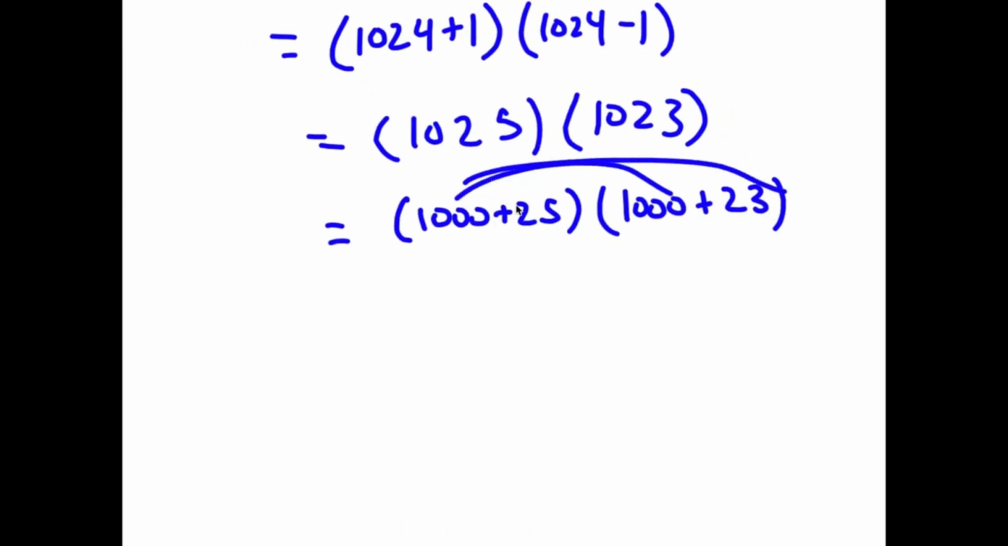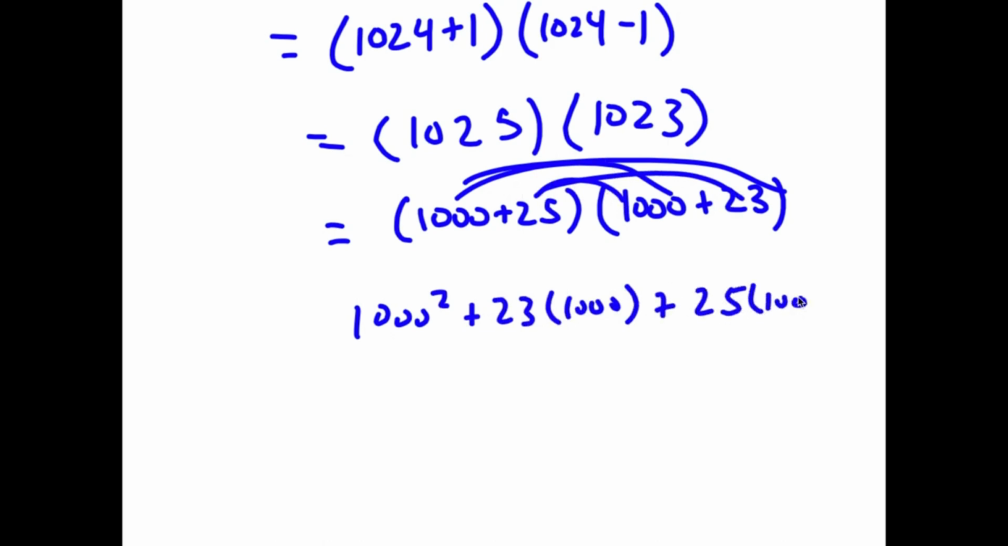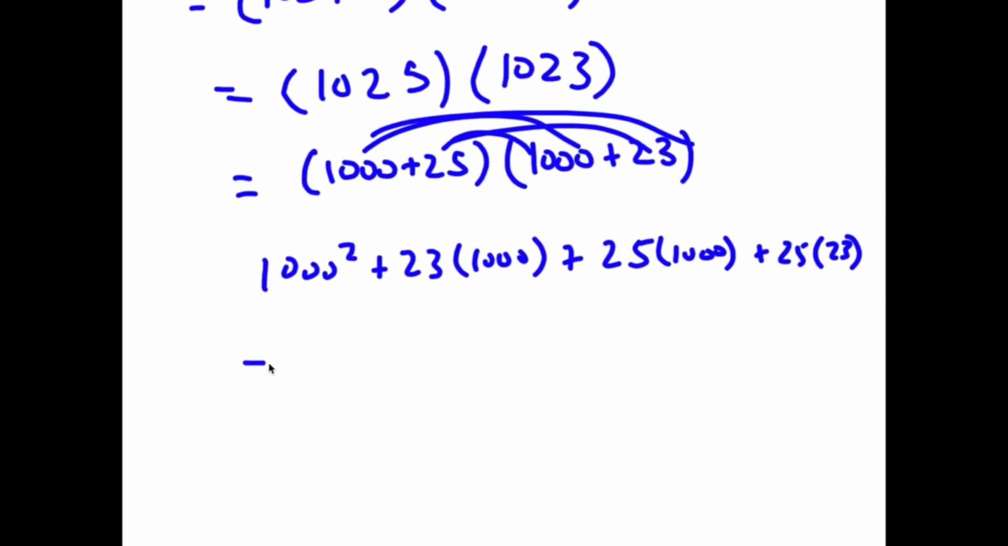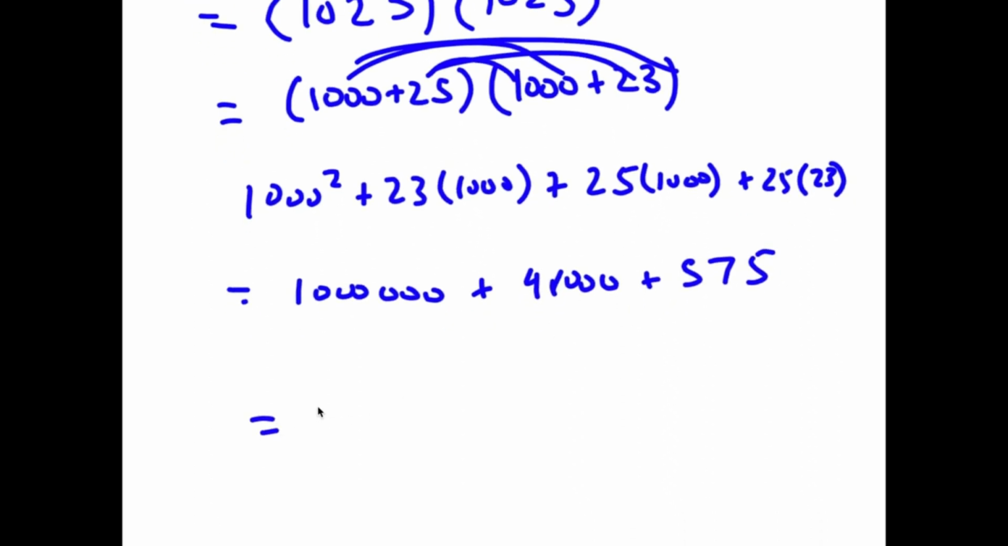So first off, all I have to do is distribute 1000. So I have 1000 squared plus 23 times 1000. Now if I distribute 25, I have plus 25 times 1000 plus 25 times 23. This is equal to 1 million plus 23,000 plus 25,000, which is 48,000, plus 25 times 23, which is 575. And this is equal to 1,048,575.